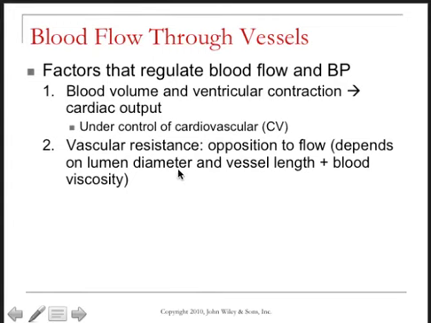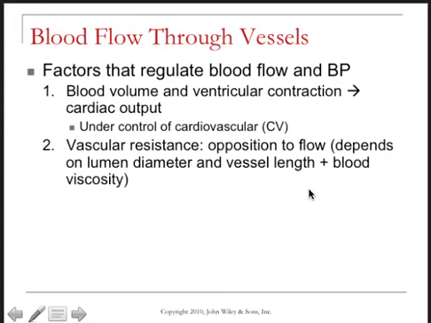The lumen diameter, what's that? Well, that's how big the hole is in the pipe. Okay, basically the greater the diameter, the less resistance. The smaller the diameter, the more resistance. The vessel length, the longer the vessel is, the greater the resistance to flow, because the greater the amount of drag going through that pipe. And then finally, blood viscosity. Now you might think, viscosity, what is that? I've never heard that term before. Viscosity is a term that means resistance to flow.